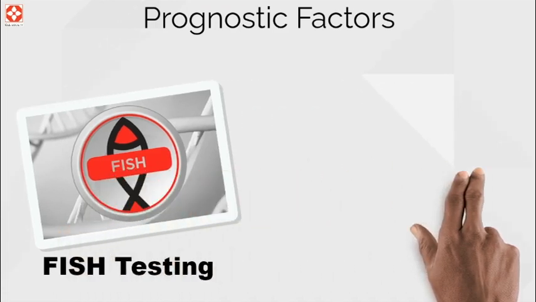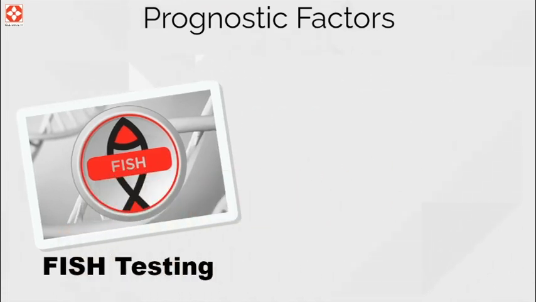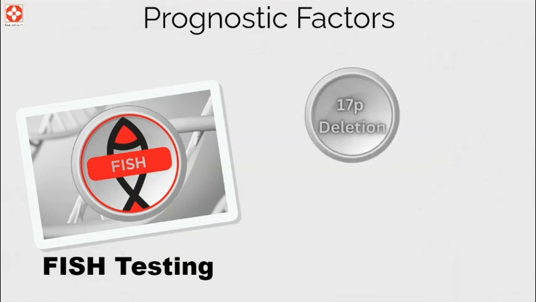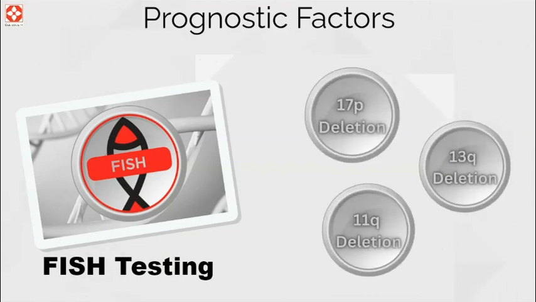FISH testing helps analyze the chromosomes we are particularly interested in looking at for CLL and SLL, which are the ones called 17p, 13q, and 11q.